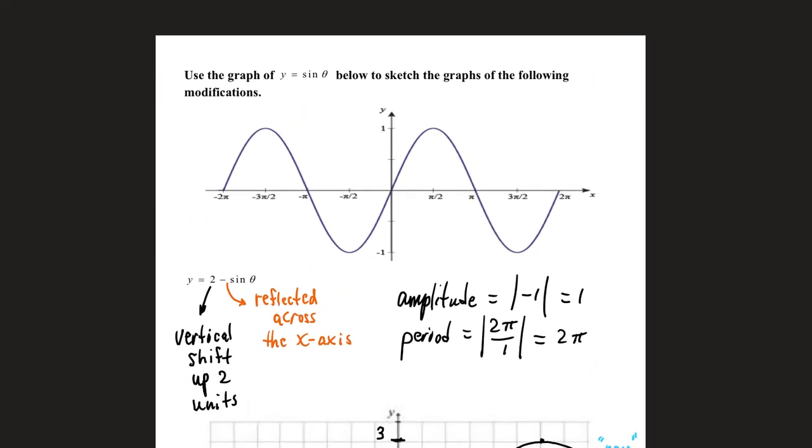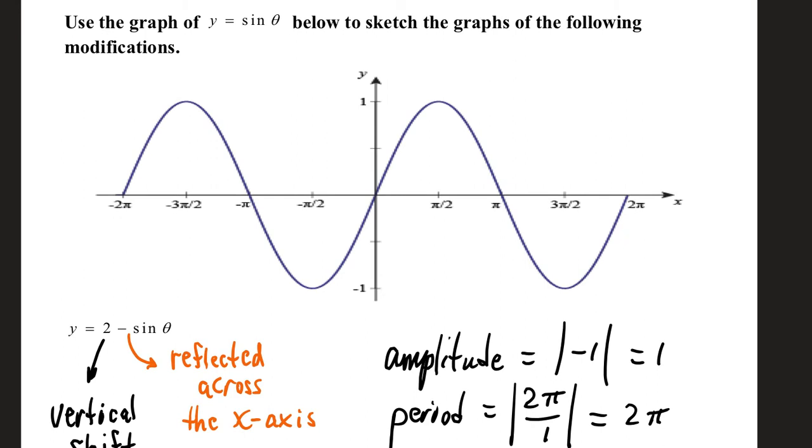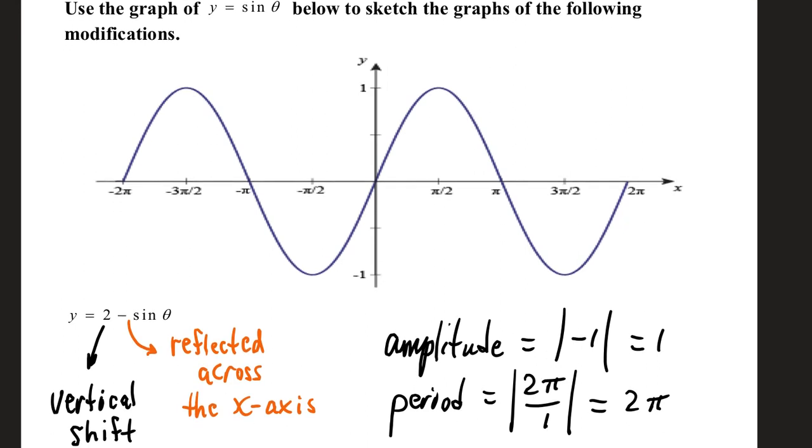On this next slide, we're going to jump back to the sine function. Its generic graph is given at the top. We discussed vertical translations. This one you have to be very careful. This is 2 minus 1 sine theta.